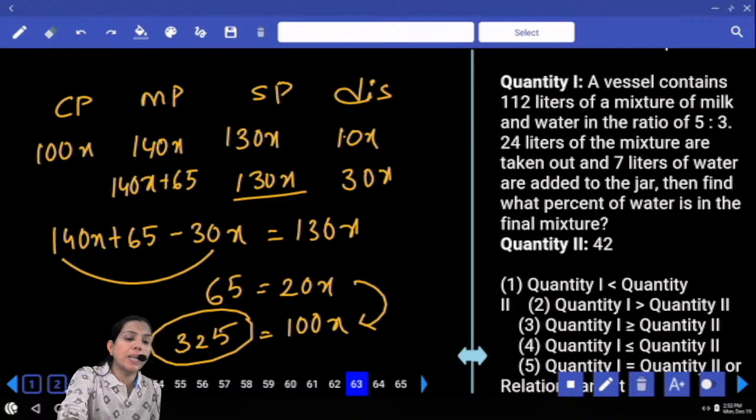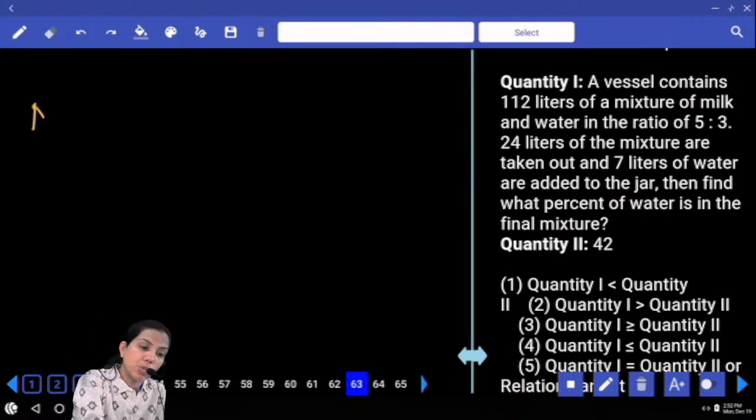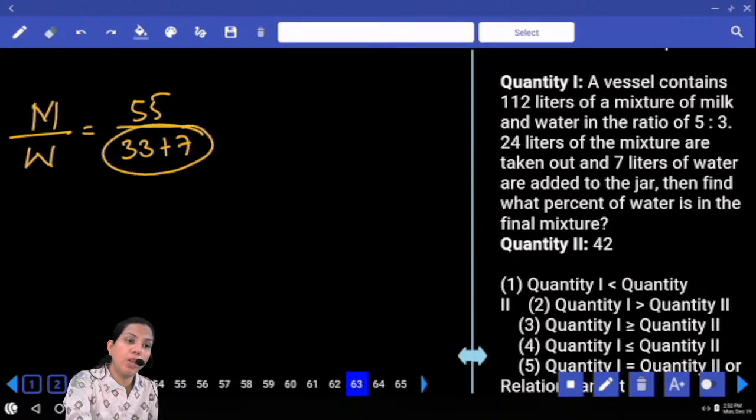What is the total quantity initially? 112 liters, milk and water in the ratio 5:3. Again we draw 24 liters of the mixture. What is the present quantity of the mixture? 88. In that 88, again milk and water are in the ratio 5:3. So milk is equal to 55 and water is equal to 33. And how many liters of water was added? 7. So what is the present water volume?